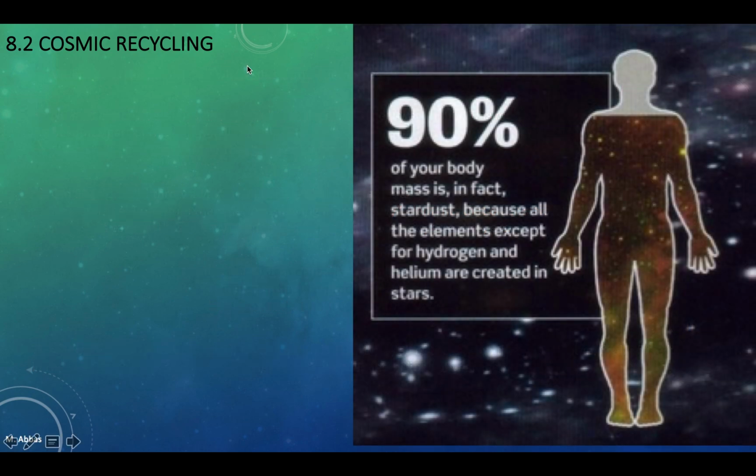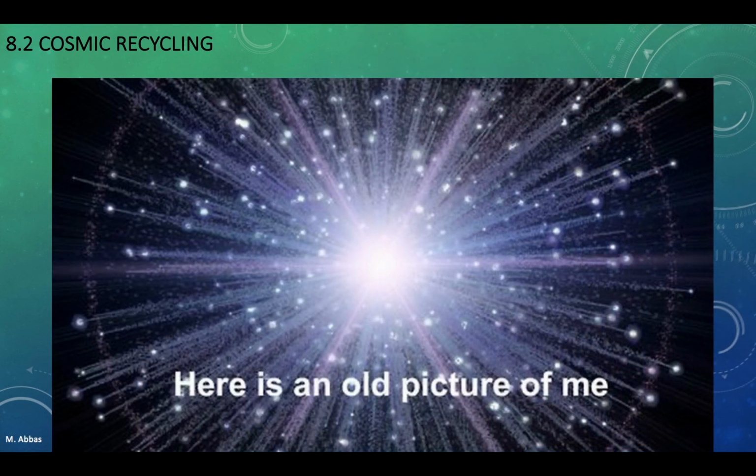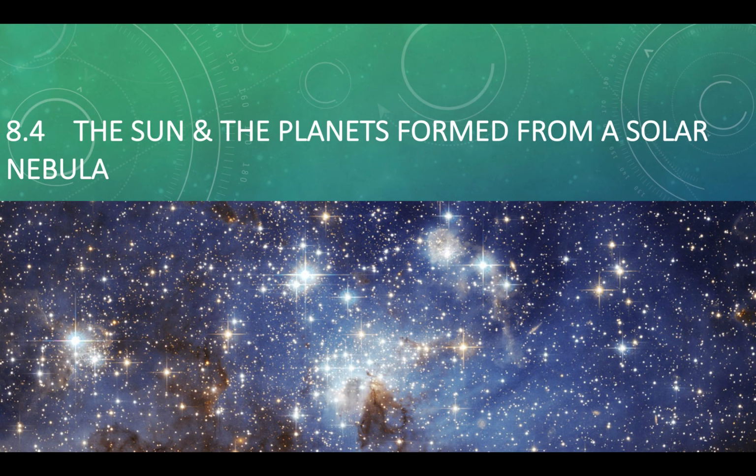And just know that 90% of your body mass is actually made from elements that were formed in stars. Because everything except hydrogen and helium is created in stars. So when you look at the human body and you see that it is made from carbon, nitrogen, iron, all of these things, you realize these elements were made in stars and somehow they made it to our human bodies. So if you want to do statistics, you will realize that 90% of the atoms found in a human body were made in stars back in the time. This is all you need to know. So this is an old picture of you when you were a star.